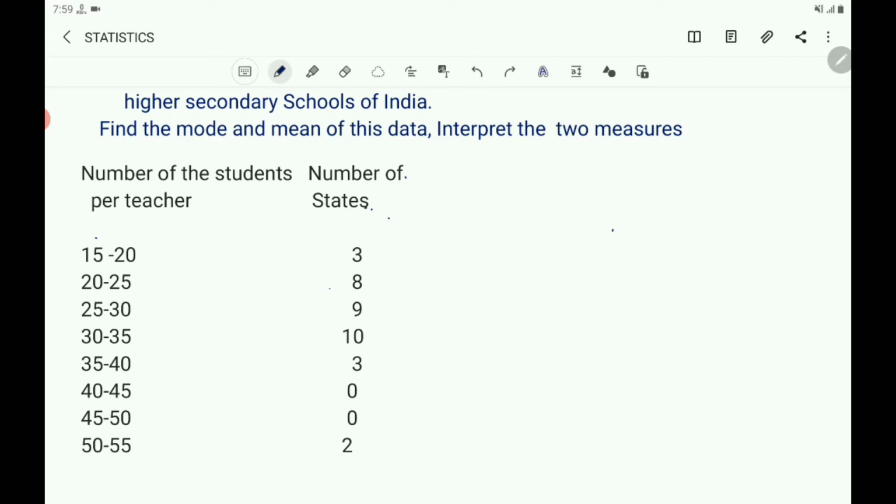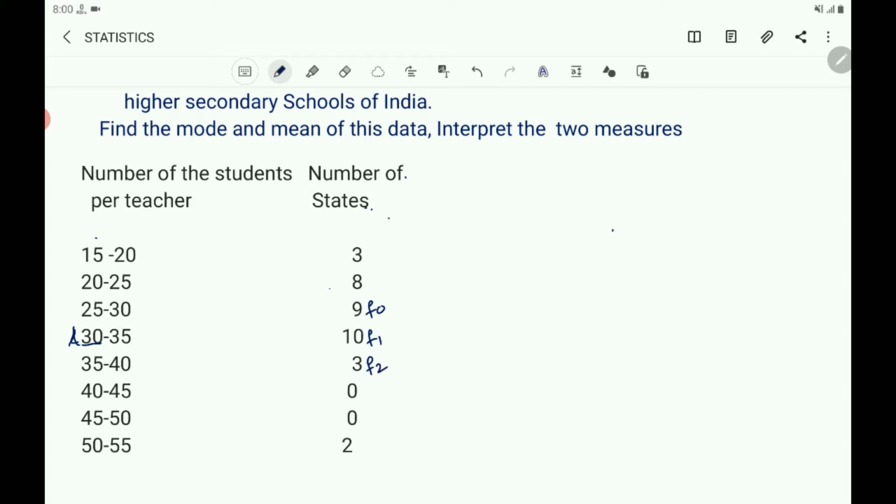So, it is the frequency of the class 30-35. As 10 is the maximum frequency, 30-35 is the modal class. Now here, find L, H, F1, F0, F2. You know that this is L, this is F1, this is F0, and this is F2.